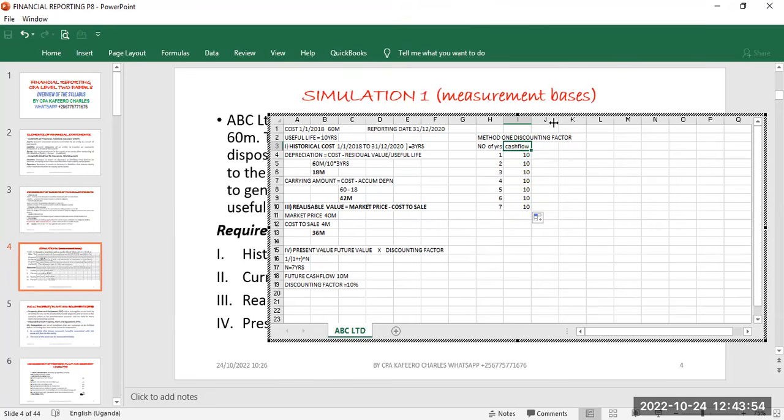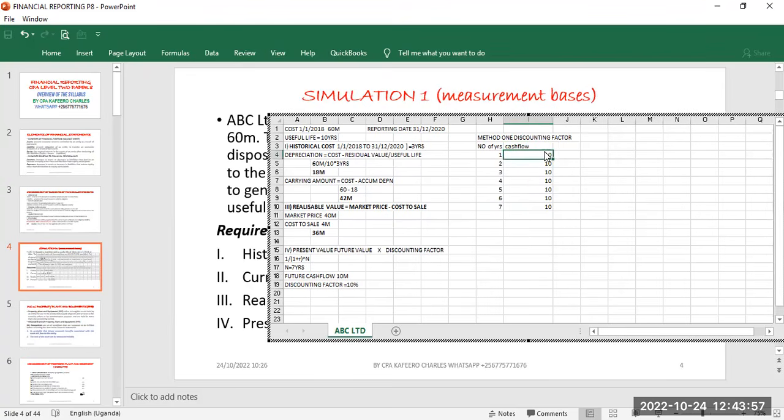I can put those, let me put all the zeros. I hope they are 10 million. Yeah, that's 10 million. Then we will get our discount factor. It is called R, which is 10%. Then we get our present value.